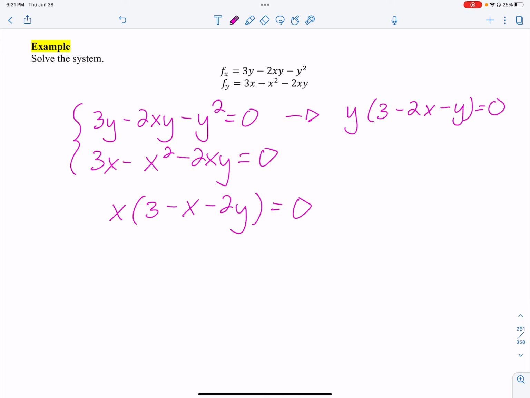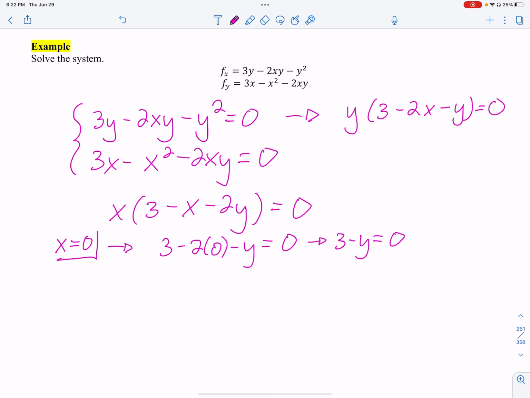So I'm going to use the one on the bottom to create some scenarios. If x equals 0, that's what I'm going to start with first. And I'm going to use the other equation to figure out what y is going to be. So if x equals 0, I replace that. I get 3 minus 2 times 0 minus y equals 0. So I got 3 minus y equals 0, which means y equals 3. So there's one critical point.